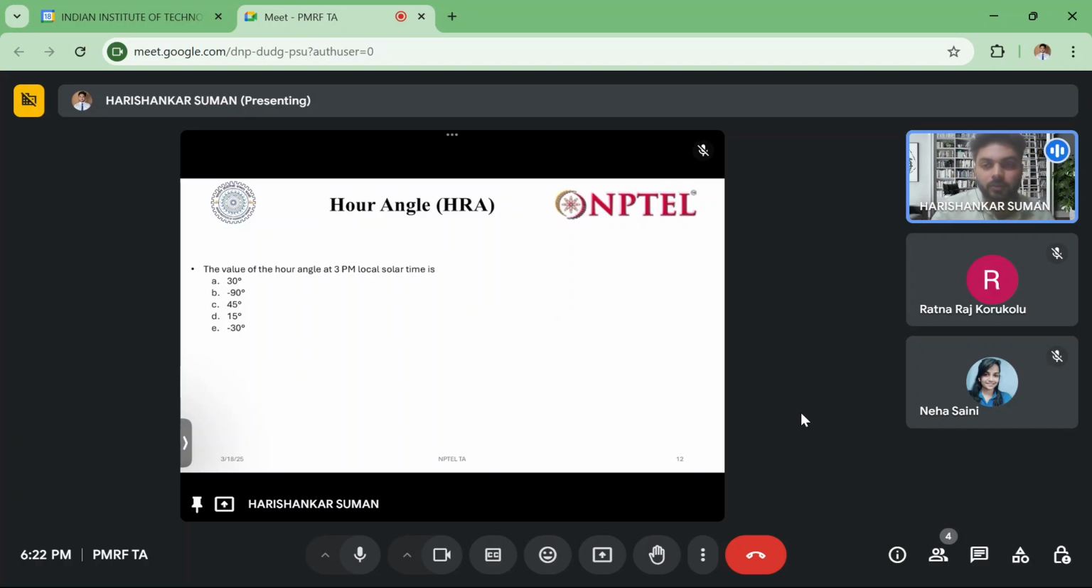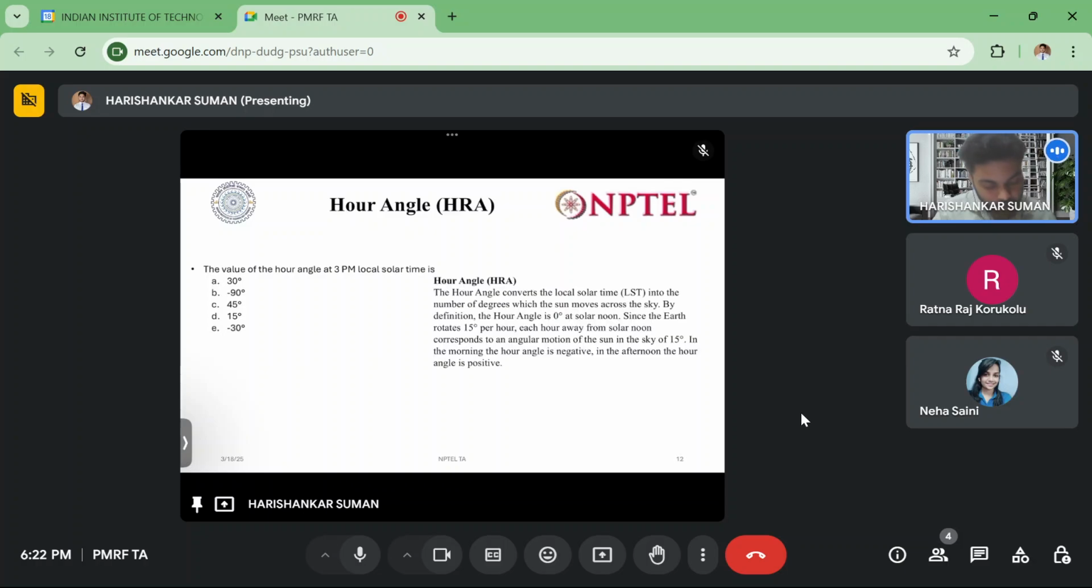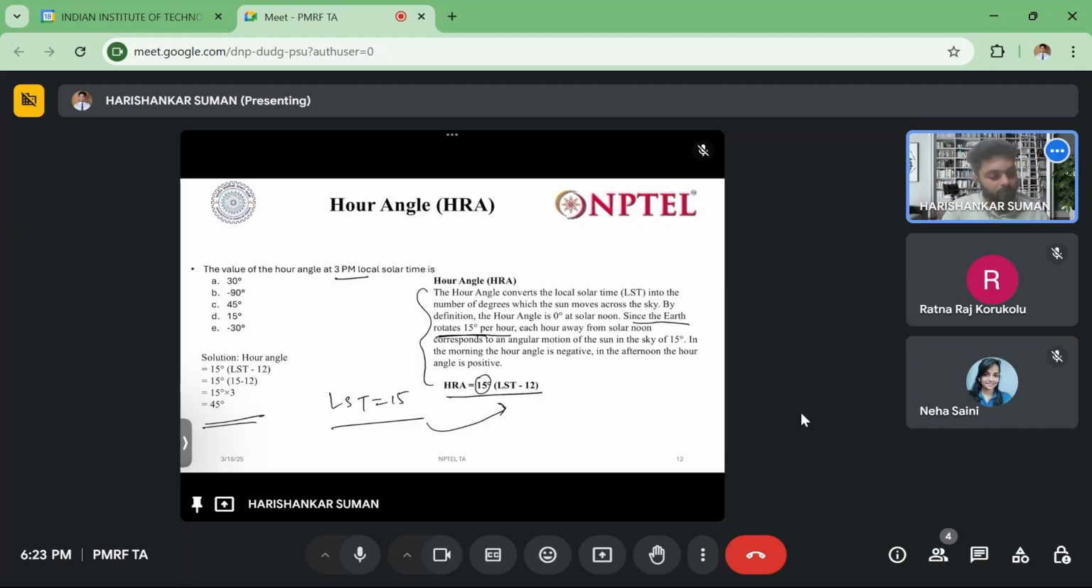Next, the value of the hour angle at 3 p.m. local solar time. This is the definition and formula: hour angle equals 15 degrees times (LST minus 12). So LST is 3 p.m., which means 15. Put the LST in this equation. And 15 is used because the earth rotates 15 degrees per hour.